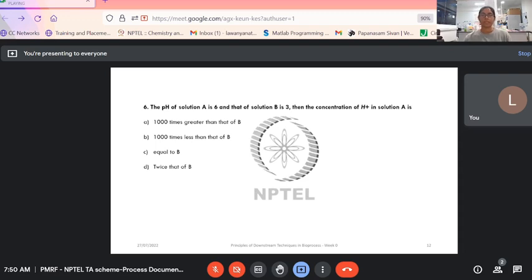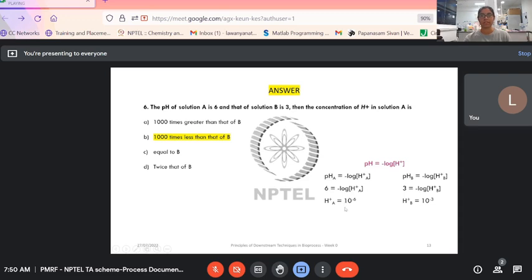So remember that pH is the negative logarithm of the H plus ion concentration. For solution A, I'm denoting with subscript A everywhere and for B with B. So pH of A is the negative logarithm of the concentration of H plus ions in A, and pH for solution B is the negative logarithm of the H plus concentration in B. So we know that pH of A is 6 and that of B is 3. I'm substituting that here and continuing with the equation.